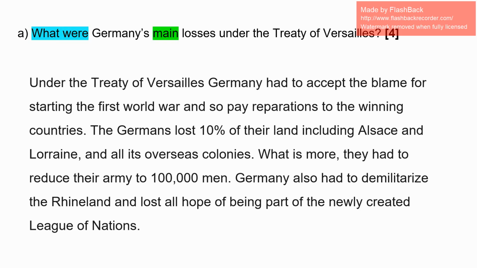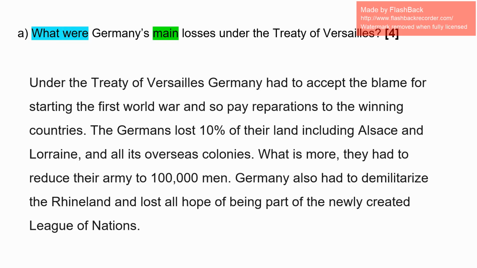And the main things that Germany lost. Don't go describing all the details that I just did just because I wanted to give you a context, okay? You need to state only the main things. So, what were the things that Germany lost? Under the Treaty of Versailles, Germany had to accept the blame for starting the First World War. 1 fact. And so, here we have a connection, pay reparations to the winning countries. You can either count that as 2 facts or you can count it as one, because you could make the connection.